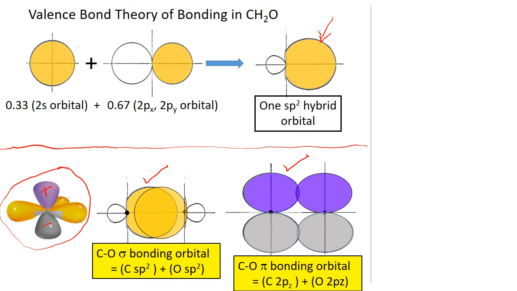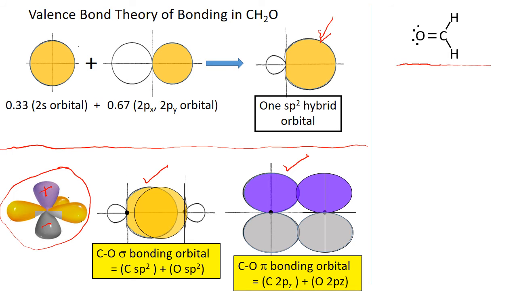Okay, so here's my Lewis structure of formaldehyde. I have a 120-degree bond angle, CH single bonds. We already know how those form. Those will form from overlap of the sp2 hybrid orbital of carbon with the 1s orbital of hydrogen.